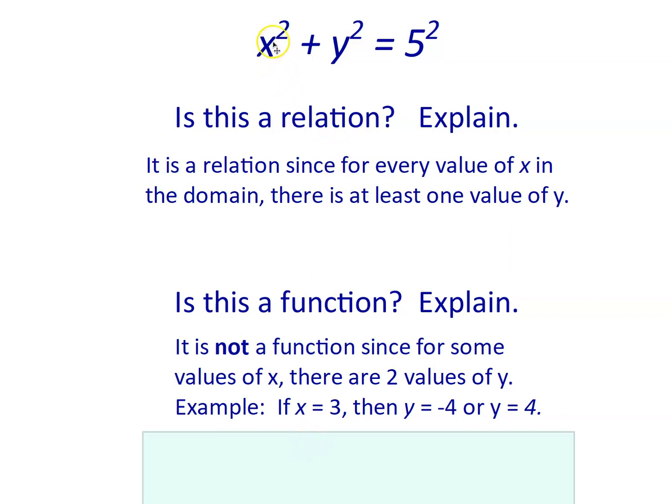For example, if x equals 3, 3 squared is 9, so y could be 4, because 4 squared is 16, and 9 plus 16 equals 25. But y could also be negative 4. 3 squared is 9, negative 4 squared is also positive 16, so there are two values of y for that one value of x. So in this case, it's a relation, but not a function.